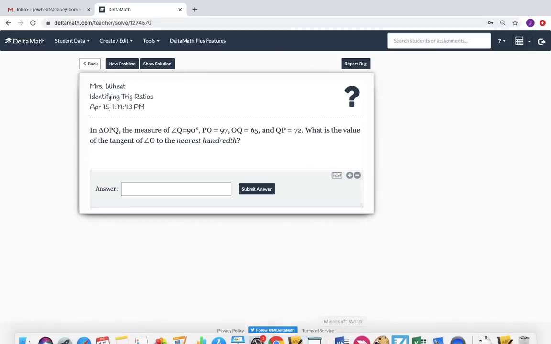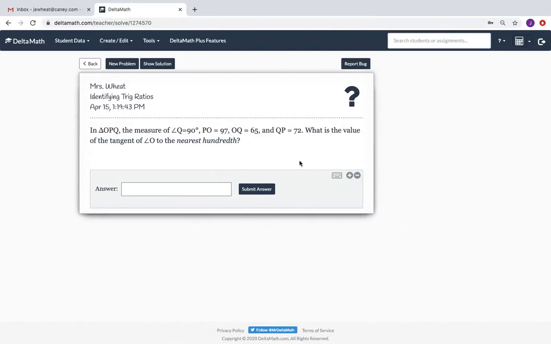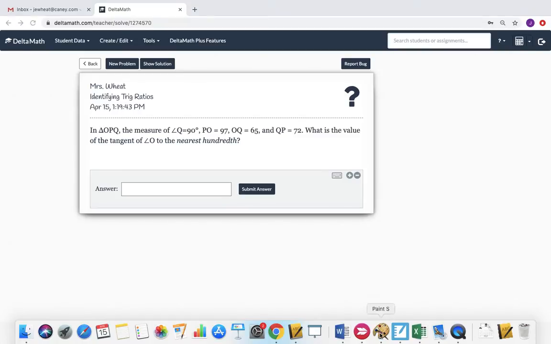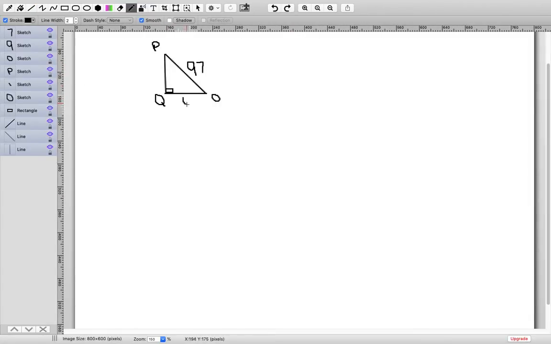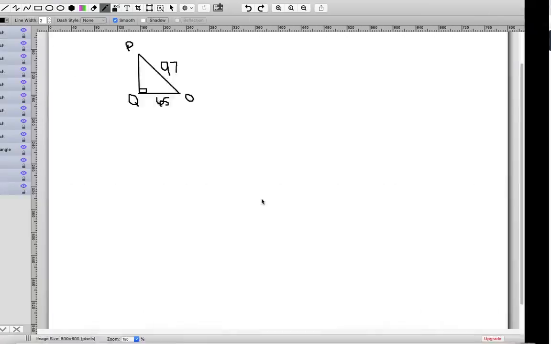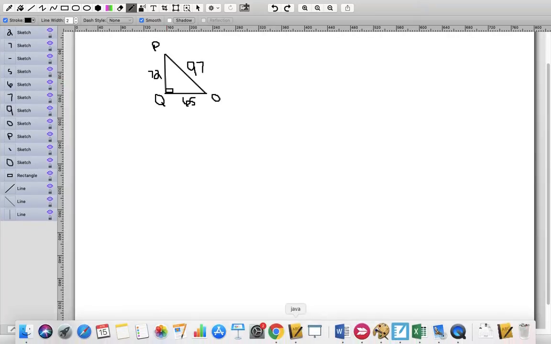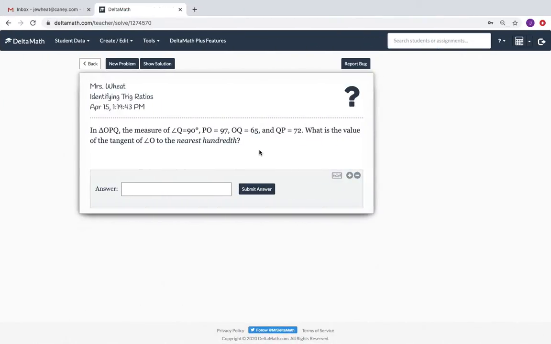All right, so now let's go back over here and get the rest of our information. So it says PO is 97, so I'm going to write that in. Okay, and then OQ is 65. And then the last one, QP, is 72. So we want to know, the question asks, what is the value of tangent of O to the nearest hundredth?